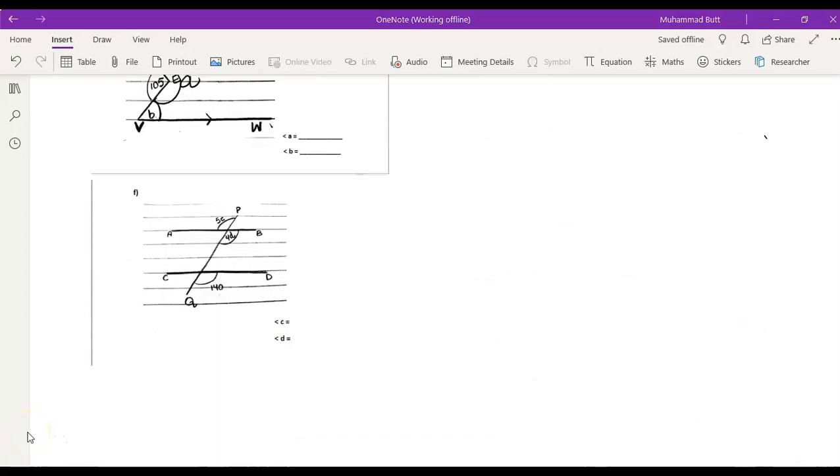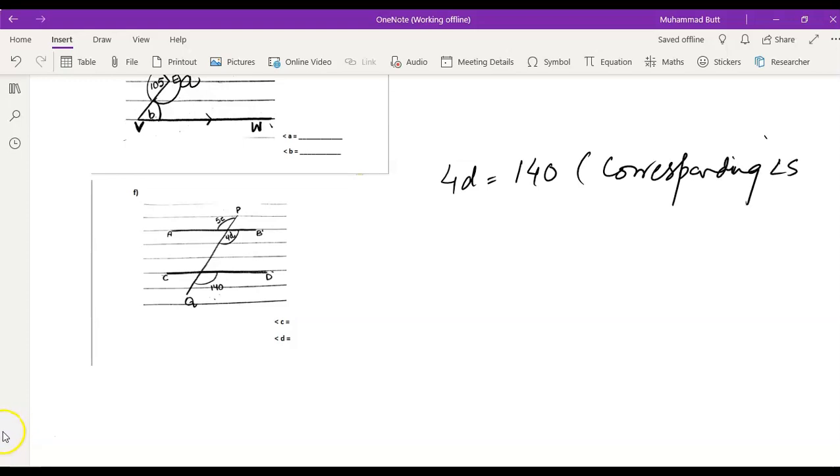Now we'll do part F of question number 2. Over here, two lines AB and CD are parallel to each other. Three angles are given to you, 5C, 4D and 140. 4D is equal to 140. Why? Because they are corresponding angles. They occupy the same position on the vertices, corresponding angles. So from this equation we can find out the value of D.